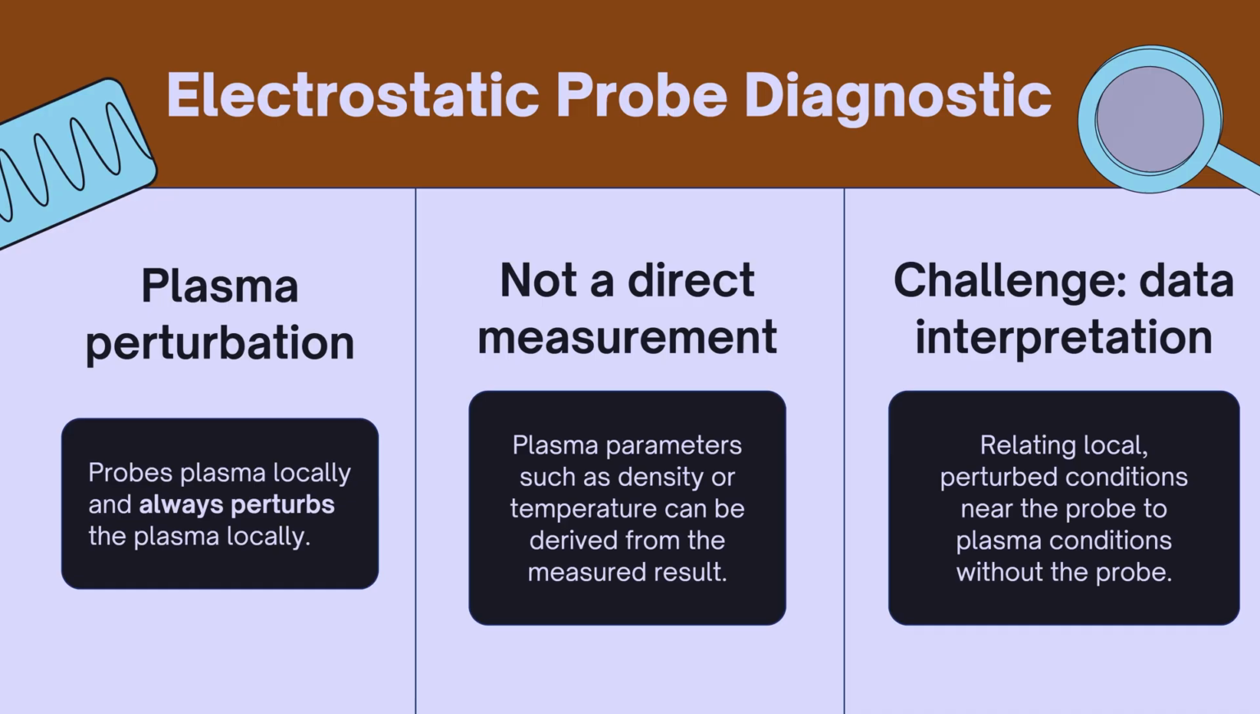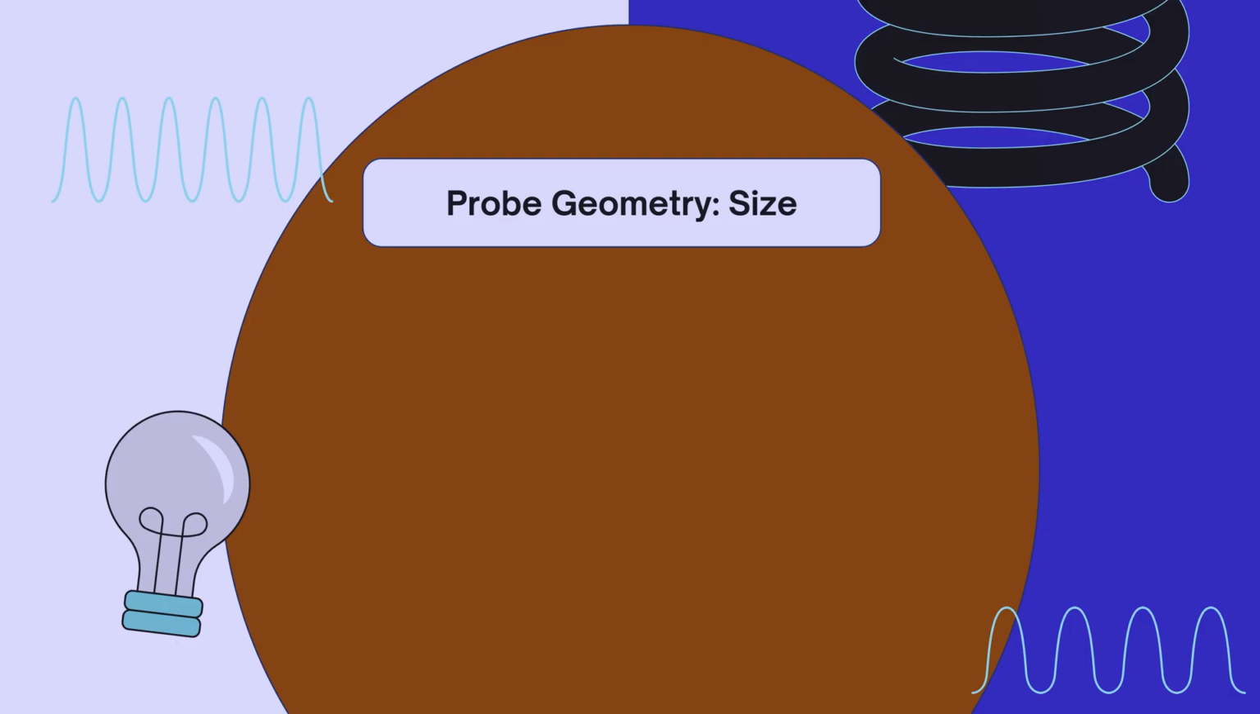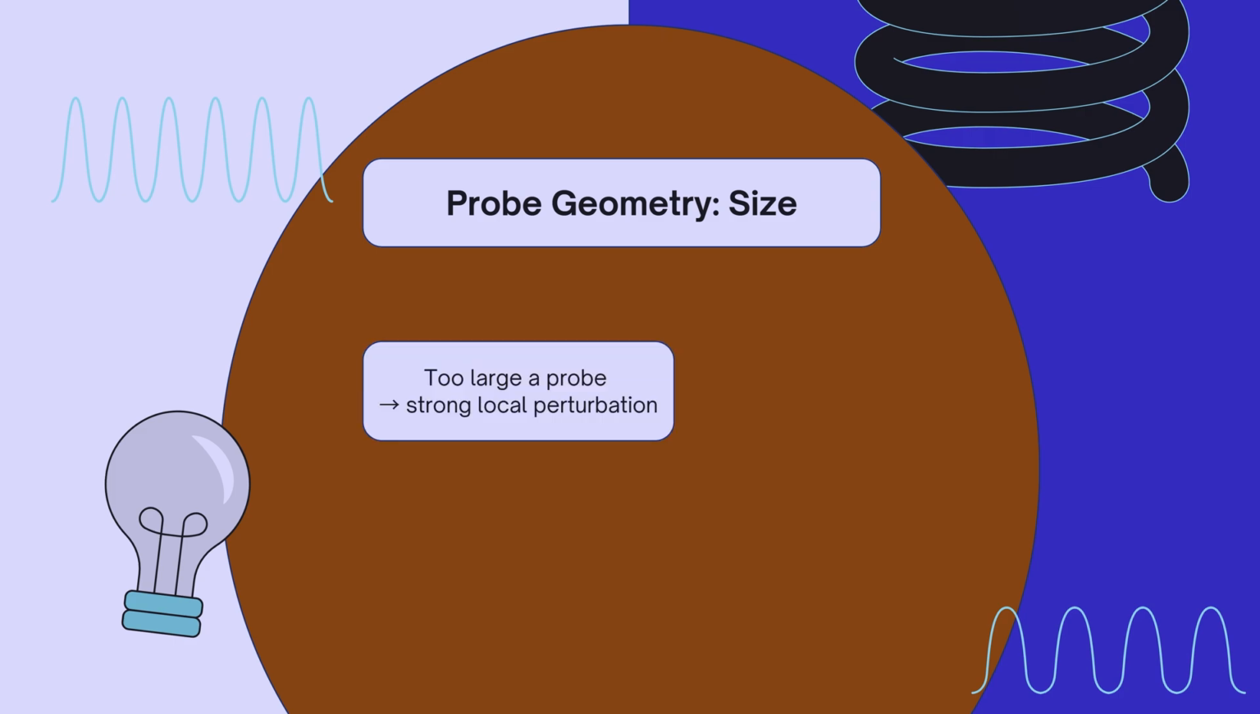Now, if we dive into the theory of sheaths and probes, this tutorial will become substantially long and dense. Instead, I will list a few aspects of consideration about electrostatic probes. The first thing I will talk about is probe geometry, and I will start with probe size. We know that a probe perturbs the plasma locally, which means if the probe size is too big, it will cause too much of a local perturbation.